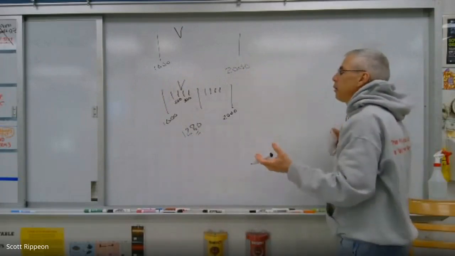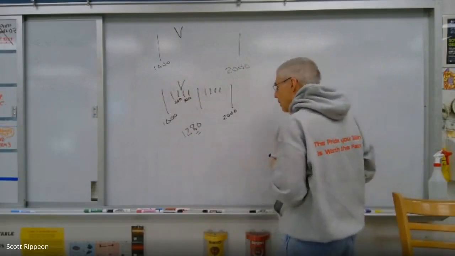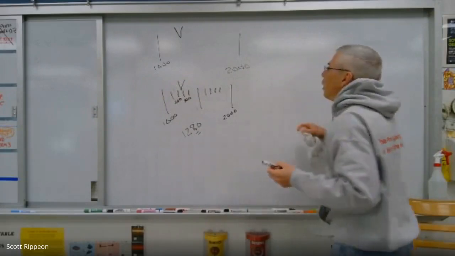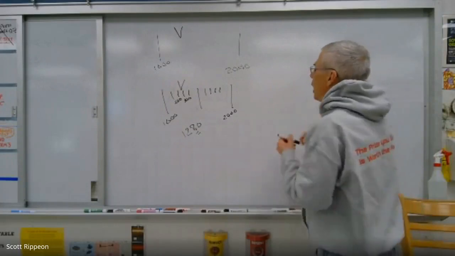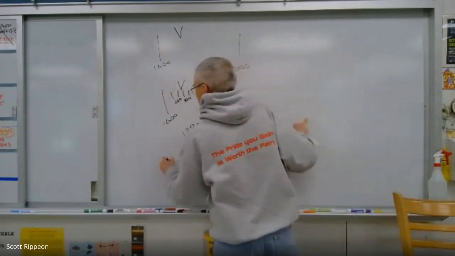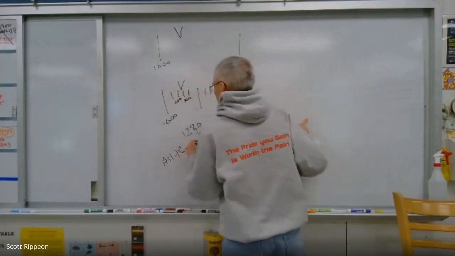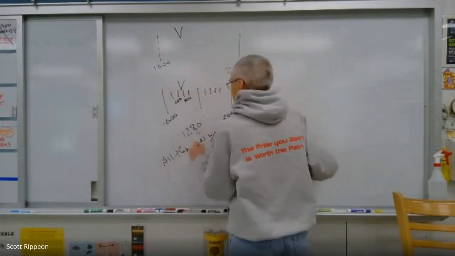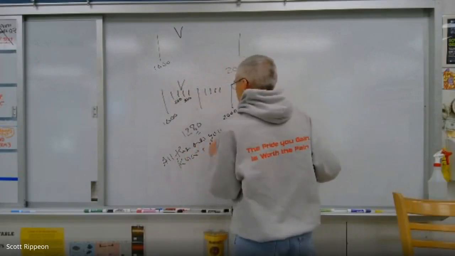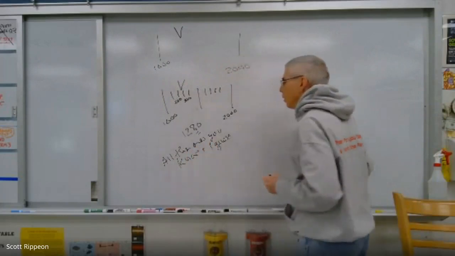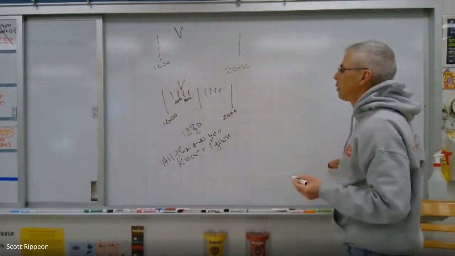So depending on the scale you're using, that's how you figure out how many numbers you get to keep. The idea is always all the ones you know plus one guess. All the ones you know plus one guess.